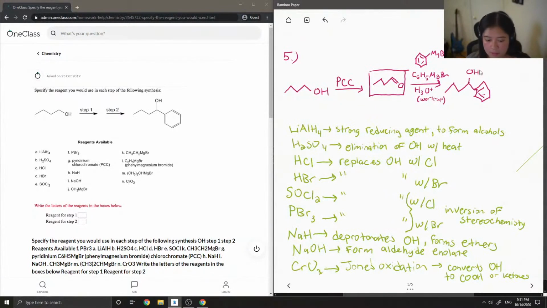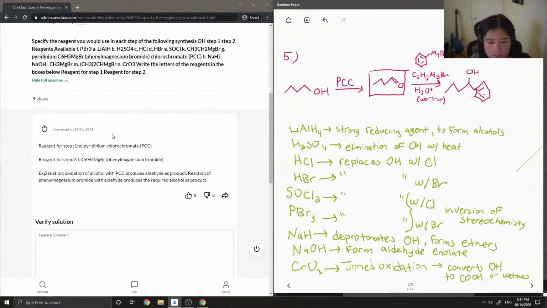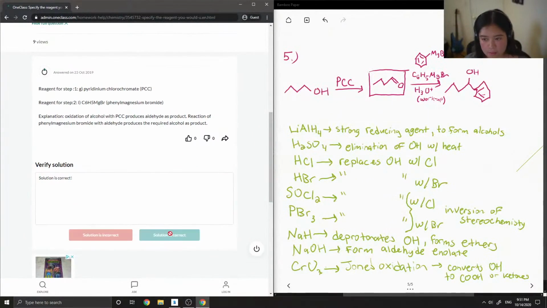Okay, so let's see. The answer says here, step 1, pyridinium chlorochromate. Step 2, phenyl magnesium bromide. Solution is correct.